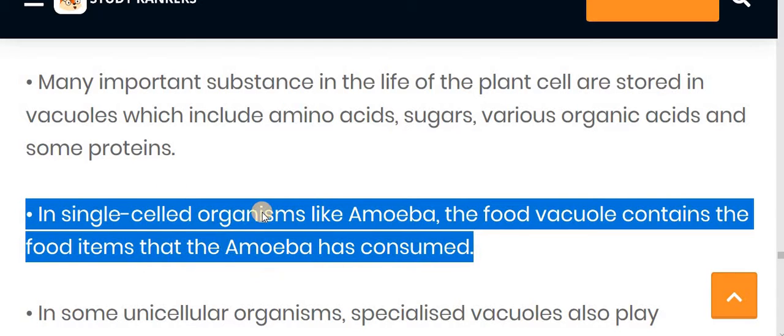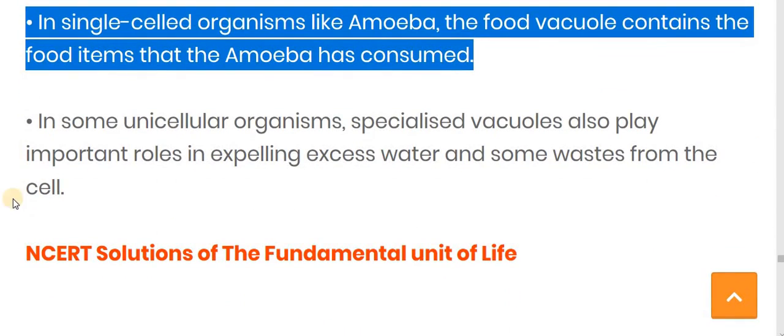So in a single-celled organism like amoeba, the food vacuole contains the food item that is consumed by the amoeba. Let's see the next one.